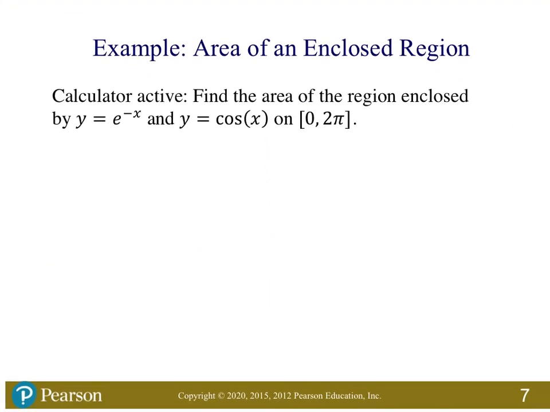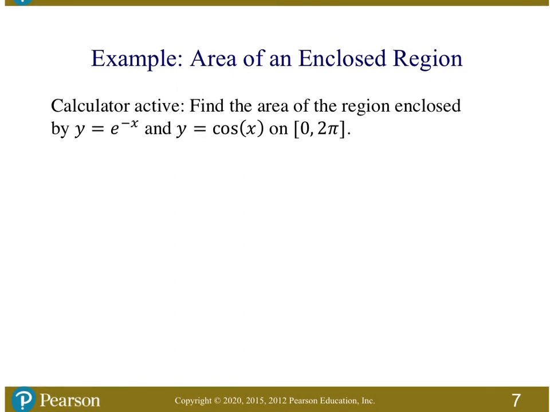Okay, this is going to be a calculator active problem, which means we need to set up our integral, but we're allowed to use Math 9 to help us, and we're also allowed to use our calculator to help us find our intersection spots. So e to the -x and cosine of x on 0 to 2 pi.